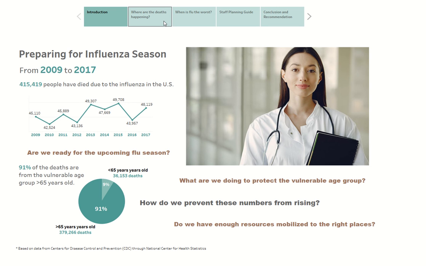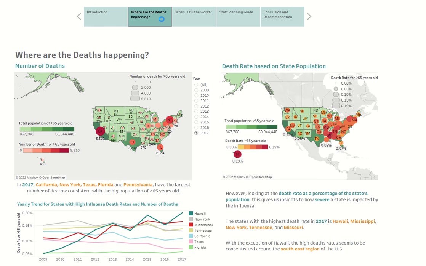So the first question that we want to ask is, where are the deaths happening? I'd like to draw your attention to this first map on the left. What this map is showing is the population of the more than 65 years old age group in green and the number of deaths in the red circle. The bigger the circle, the higher the number of deaths. This data is for 2017. We can filter it to any year we want, but I'll leave it to 2017 because it's pretty consistent throughout the years. So for 2017, we can see California, New York, Texas, Florida, and Pennsylvania.